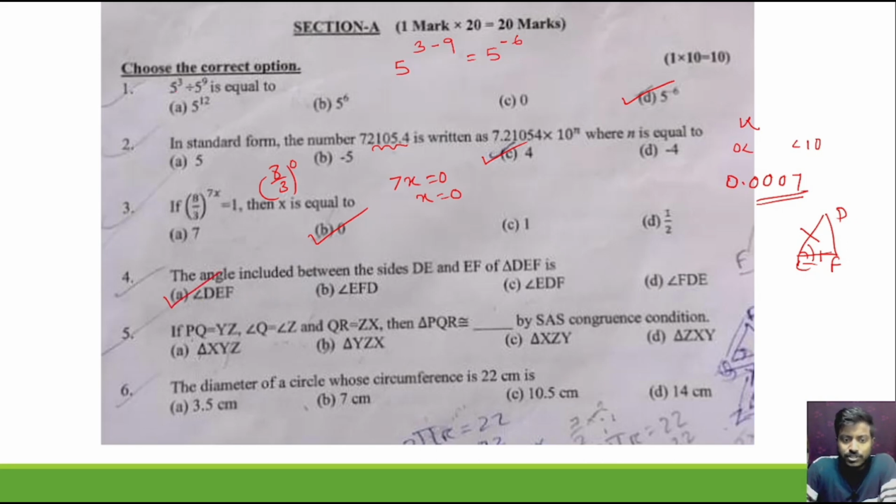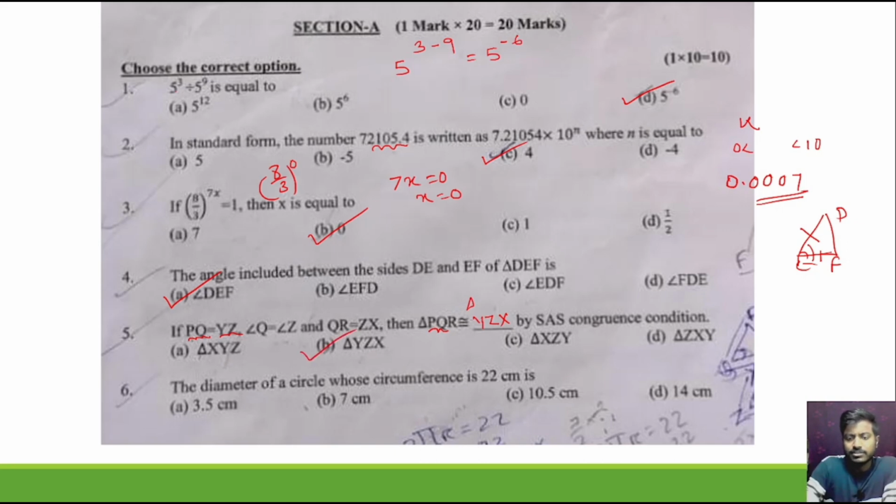Next question. Question number 5. If PQ equal to YZ, angle Q equal to angle Z, QR equal to ZX, then triangle PQR is congruent to dash by such condition. Okay. So PQ, here first is PQ. Next is YZ, so start with YZ. Another is X. So the answer is YZX, triangle YZX. So option number B is the correct answer.